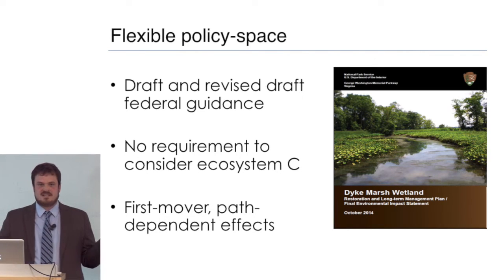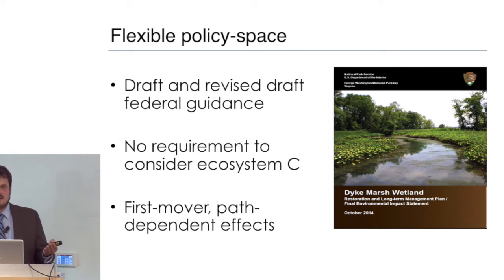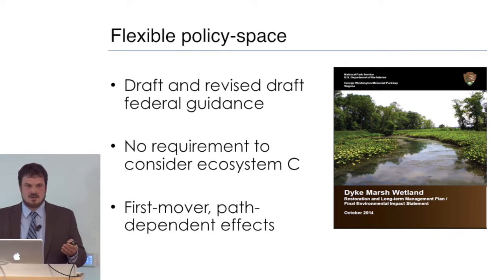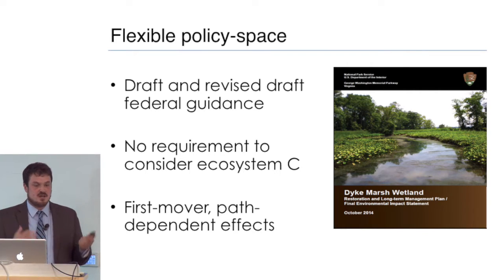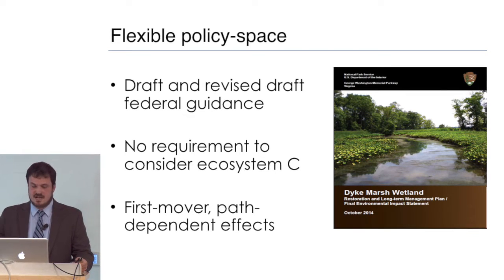So this is what I call a flexible policy space. It's kind of an interesting circumstance right now where people know there's attention to it, and we currently do see some consideration of carbon cycle ecosystem services within environmental impact statements, but there's not a strict formula that everyone needs to follow every time, right? And this is a perfect case for understanding first mover path dependent effects, right? We need to understand right now how people are treating and thinking about carbon sequestration within environmental impact statements in order to inform the ongoing development of this guidance.